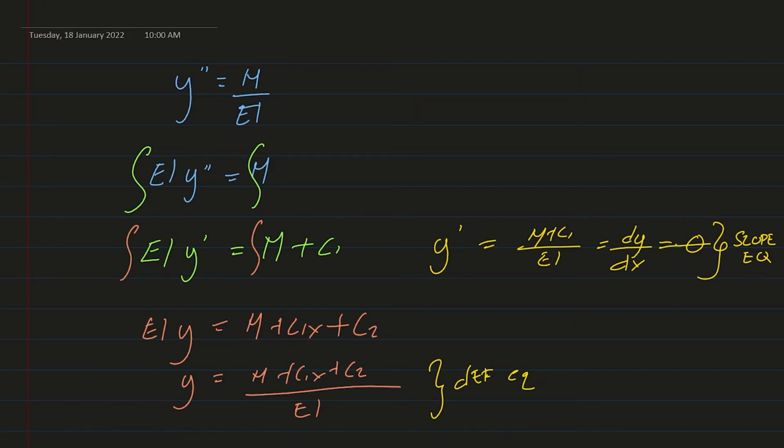Kasi remember, meron tayong unknowns dito, C1 and C2. So, paano natin masosolve yung dalawang yan? Well, to solve for those two arbitrary constants, we will simply need to use boundary conditions. What do I mean by boundary conditions?